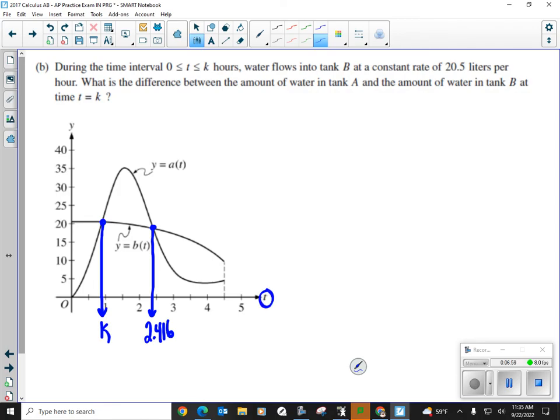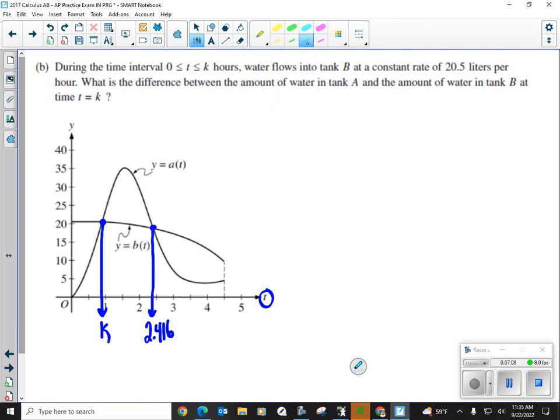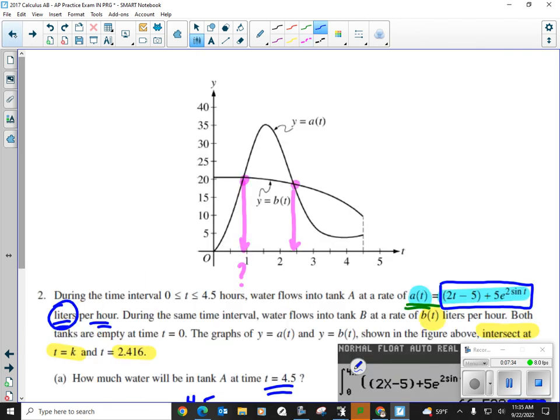So they want to know the difference in the amount of water from tank A. Remember, tank A is this graph right here. I'm going to go right to here, because they only want from 0 to K. So I just want that section. The difference between A, which is my rate, and I have an equation for A. That was already given to me. That was 2t minus 5 plus 5e to the sine. Is that 2t? Let's go back and look. Yep. Plus 5e^(2 sine of t). Okay. Yep, we're good. That's exactly what it is.